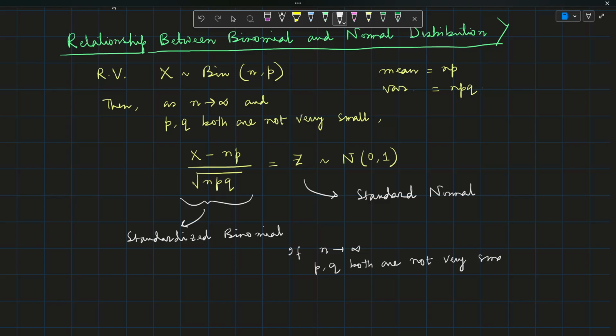So just look at this again. In the limiting case when n tends to infinity, the standardized binomial, (x minus np), the mean, by root over npq, the standard deviation, is the standardized binomial distribution. So in this limiting case, the standardized binomial distribution is equal to a standard normal distribution. So here is the most important relationship between the binomial and normal distributions.